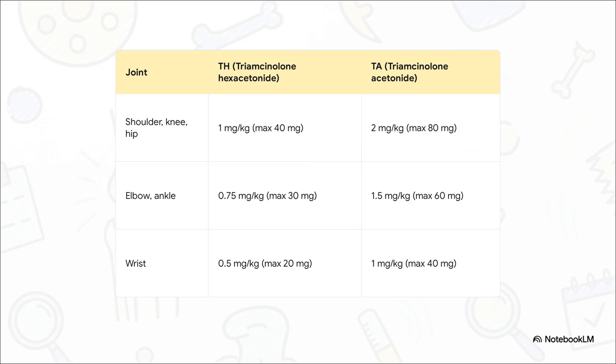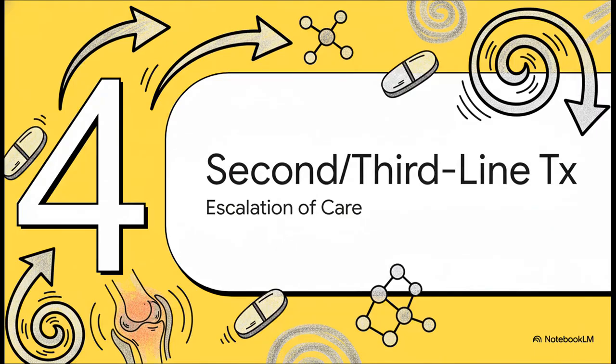This table provides the specific dosing guidelines for your intra-articular steroid injections. Note that triamcinolone hexacetonide is the strongly recommended agent, particularly for larger joints, due to its longer duration of action. The dosing is weight-based, but pay close attention to the specified maximums for each joint. So what happens when patients fail to achieve treatment targets with those initial therapies? We'll now transition to the management strategies for escalation of care to second and third-line agents.